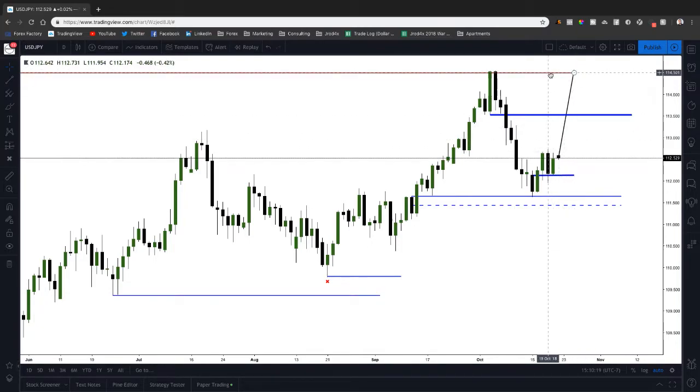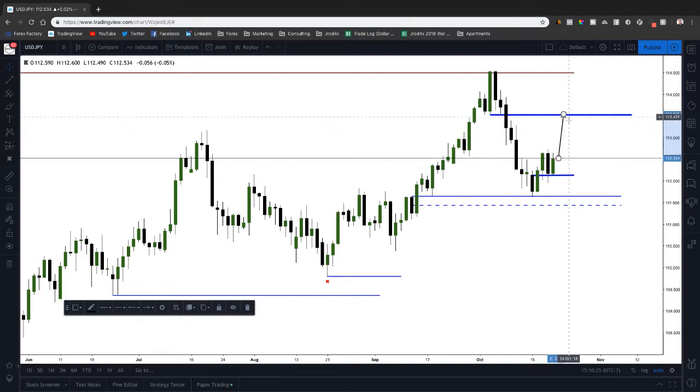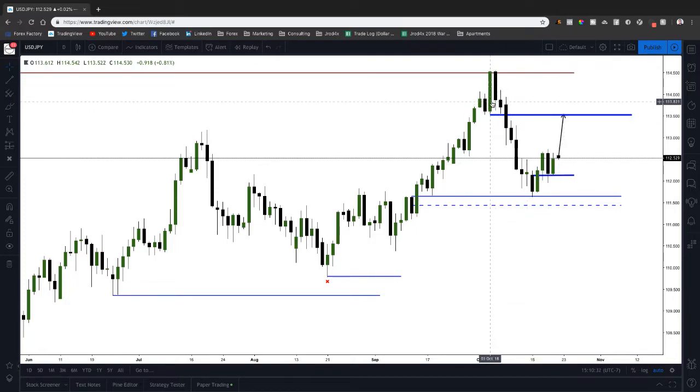So 114.50 will be my overall target, which is about 200 pips from where we're at. But first things first, I want to see if they can trade into 113.50, which is the low of this ICT bearish order block. Once they trade into that, if I start seeing some weakness, I'll go ahead and collapse the position. Regardless, I'm going to take at least 80% of my profit if I do take this trade.